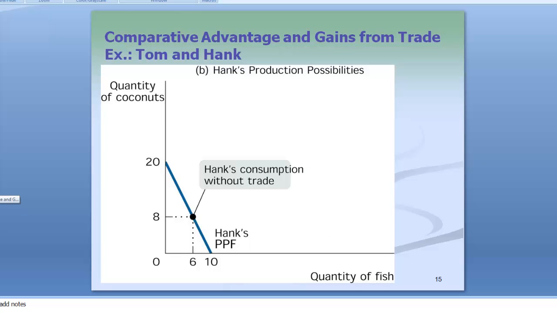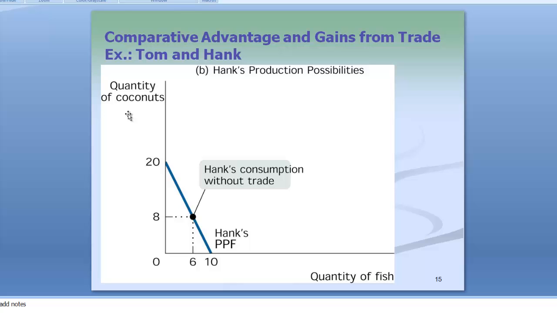Hank is not as good at doing either activity as Tom is. Where Tom can collect 40 fish in a given period of time, Hank can only produce 10. Where Tom can collect 30 coconuts in a given period of time, Hank can only collect 20. So according to absolute advantage, the ability to do something better than someone else, Tom has an absolute advantage in both the production of fish and the production of coconuts.